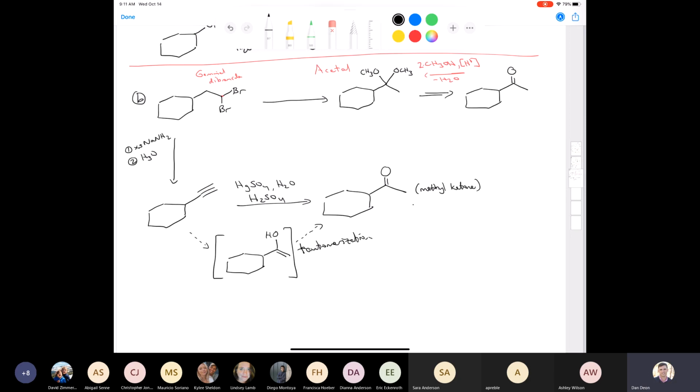And then we can take that ketone and convert it into an acetal by treatment with two equivalents of methanol in this case, a catalytic amount of acid, and the removal of water. So overall, this is 1, 2, 3, 4 steps. This is a 4-step sequence. 4 steps like that.